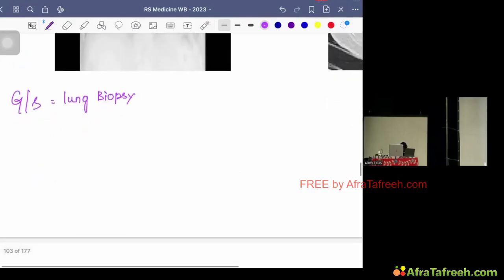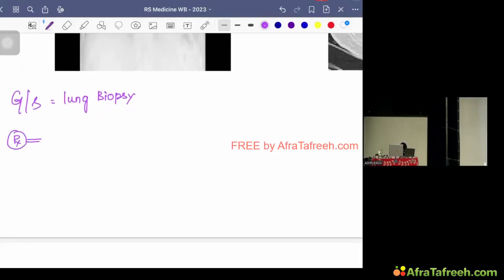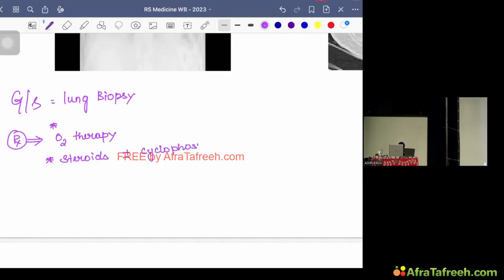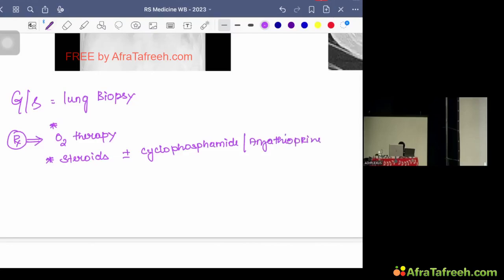If you come to treatment, again there is no specific treatment here. What you can try is oxygen therapy, so that forms the baseline treatment in interstitial lung disease. Then you can try steroids, with or without cyclophosphamide and azathioprine.